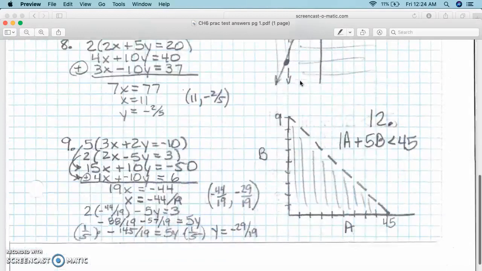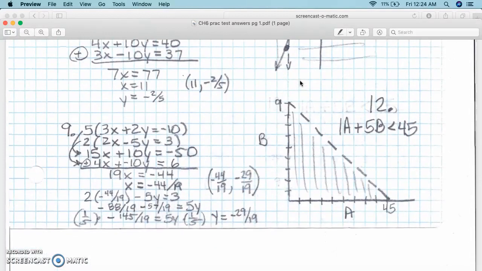For number 12, we have a story problem, except this just has one linear inequality. So if you were trying to find two inequalities for this one, this was just a single one. And we needed to have a certain number of $1 objects plus a certain number of $5 objects, and we needed to spend less than $45. So this is what it looks like.